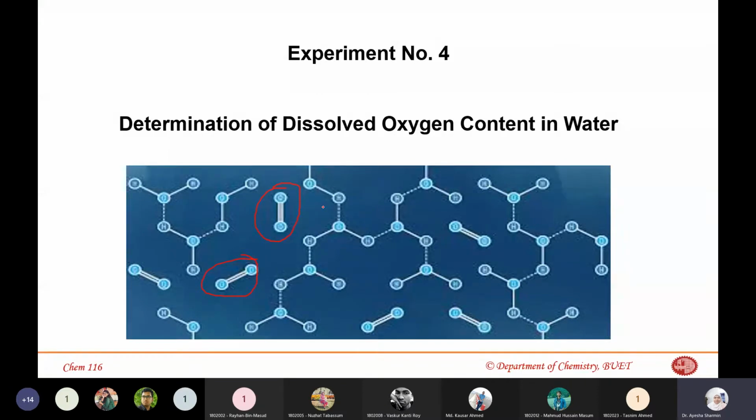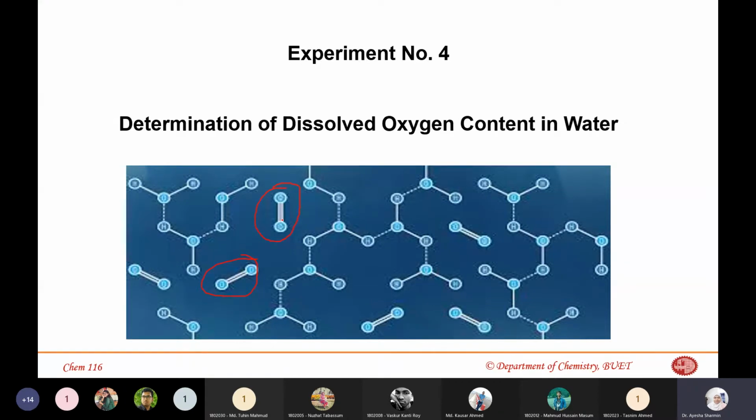So what is the difference between oxygen and the water? Anyone? Polar or non-polar? Good. Oxygen is non-polar and water is polar. So what does the solubility law say to you? Is it going to be very soluble in water? No. Less. Okay. Less soluble in water.